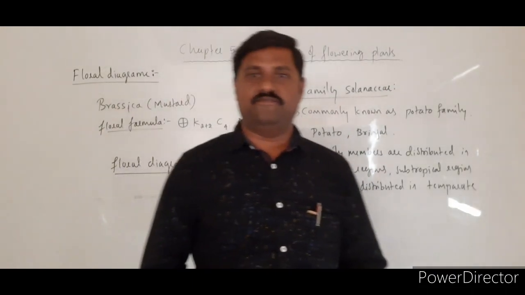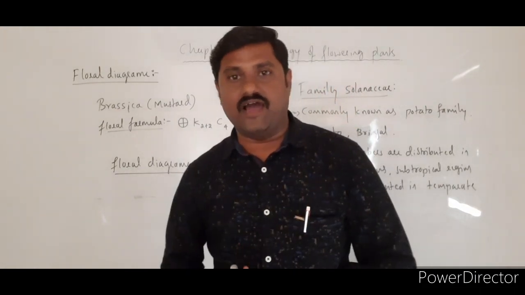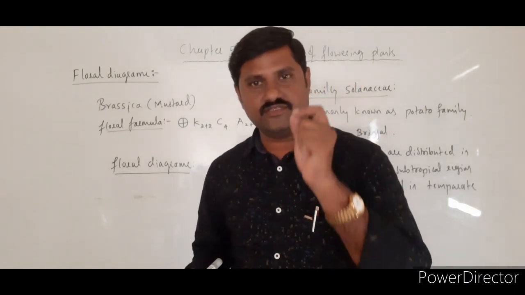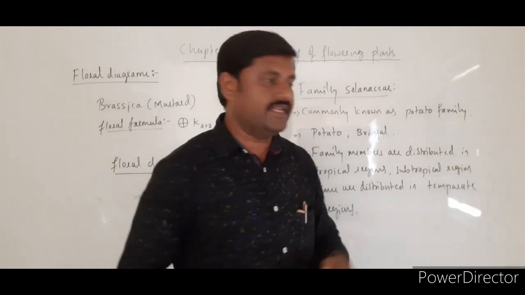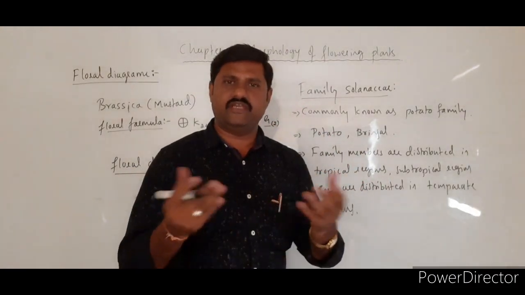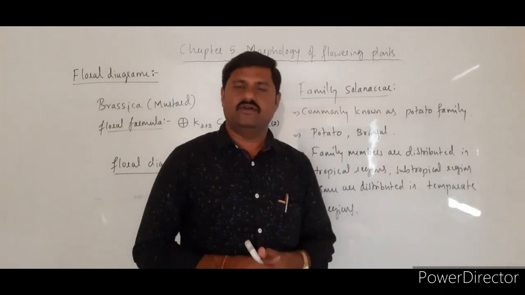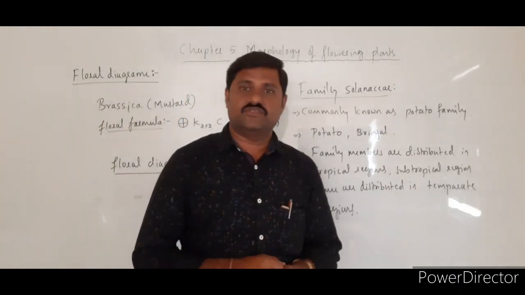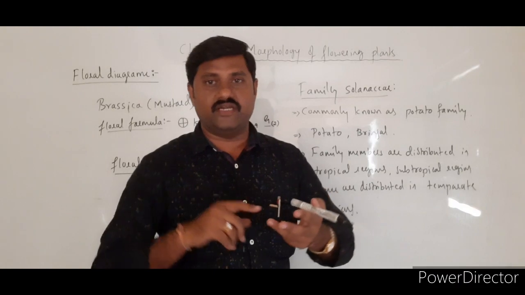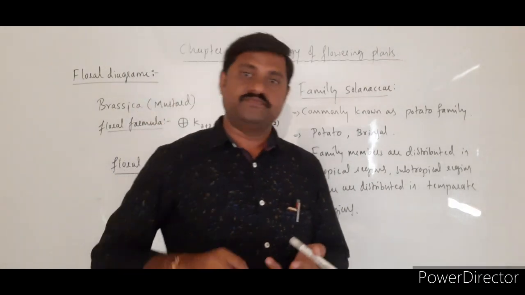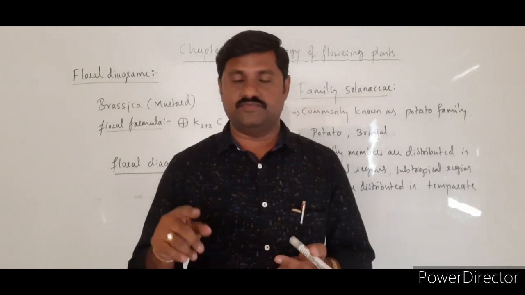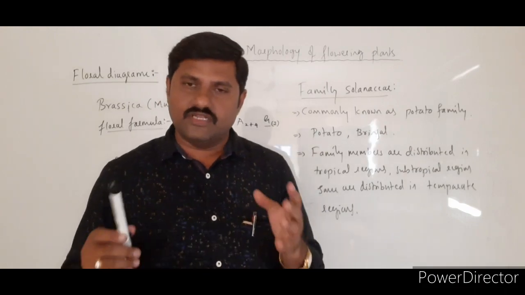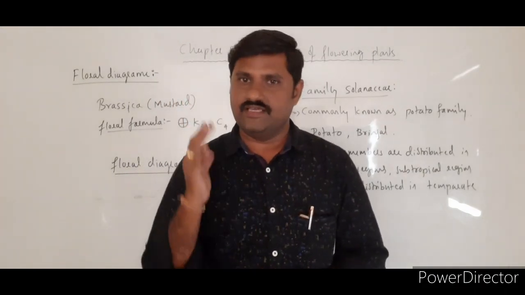So let us see the semi-technical description of the typical flowering plant. What I had explained in the last video, those explanations we will have to write for a particular example. So we take potato as well as brinjal as examples. We will have to study the habit of the plant first, and later the root system, shoot system, that is the stem, leaf, floral parts, all these things.